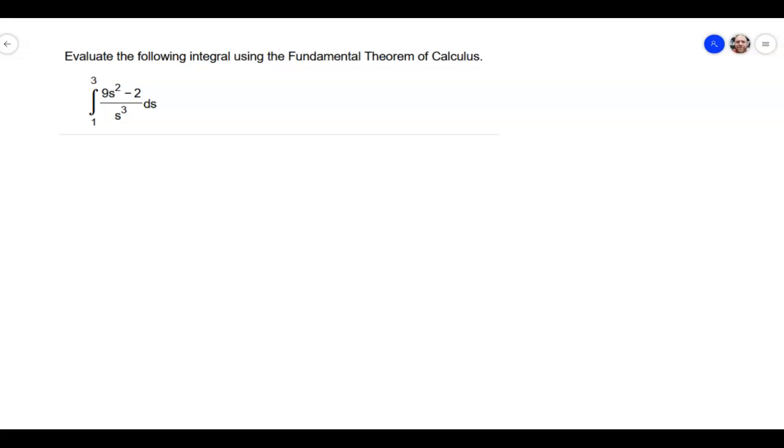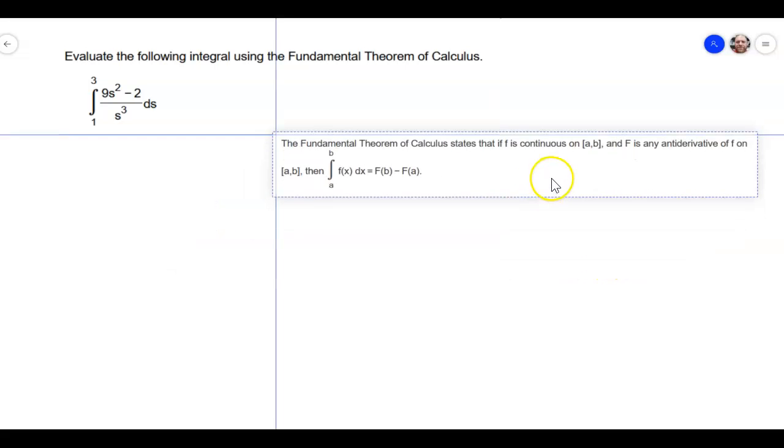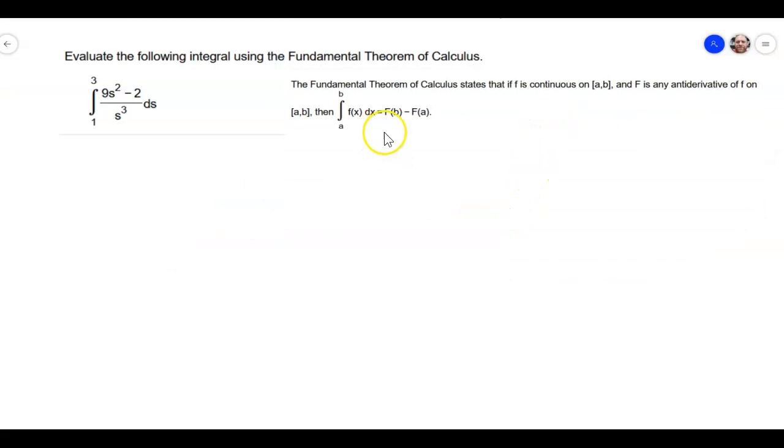This is similar to number 16. It says evaluate the following integral using the fundamental theorem of calculus. So in order to do this, I need to know the fundamental theorem of calculus. So I have that right here.